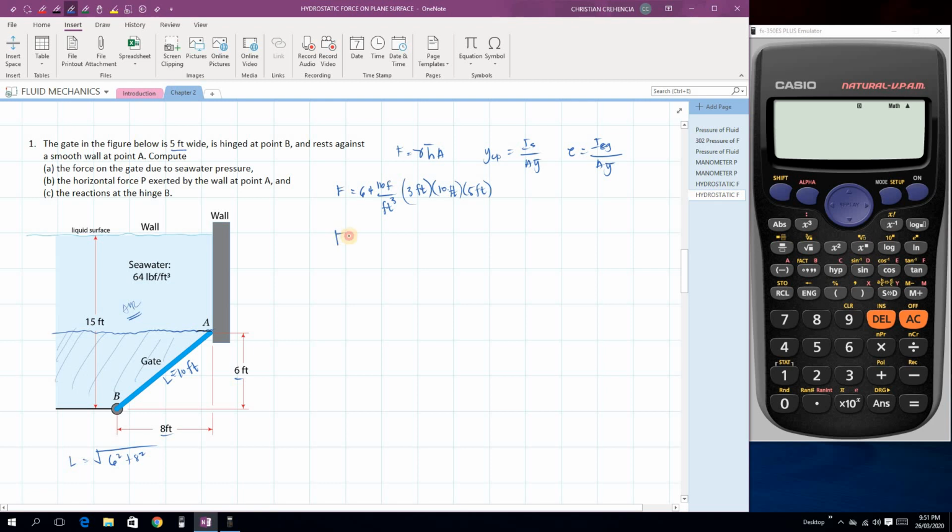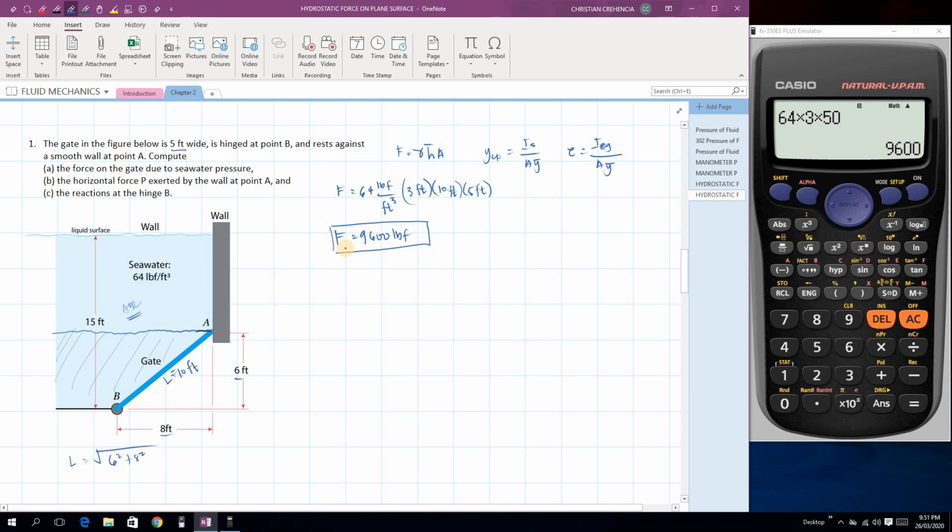So, yung force F is equal to, so we have 64 times 3 times 10 times 5. So, meron tayong 9,600 pound force. Okay.